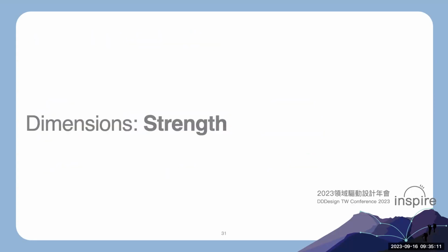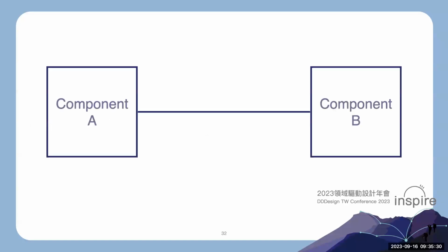So the effect of strength is probably the most obvious one. It's sort of a gravitational force that pulls components together. It defines what the impact of a change in one place in the system is going to be on other components in the system. The higher the strength, the more cascading changes are going to follow.